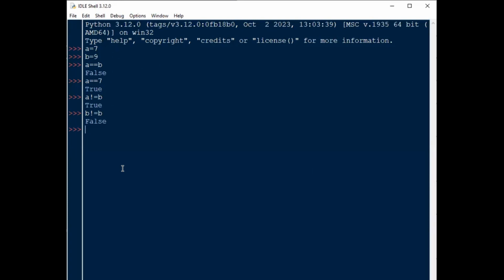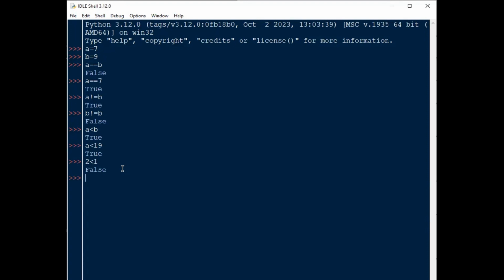Then we have the less than operator, that is, we are checking a less than b. This is true because 7 is less than 9. And if we check a is less than 19, we get true. But if we check 2 is less than 1, we get false because 2 is greater than 1.